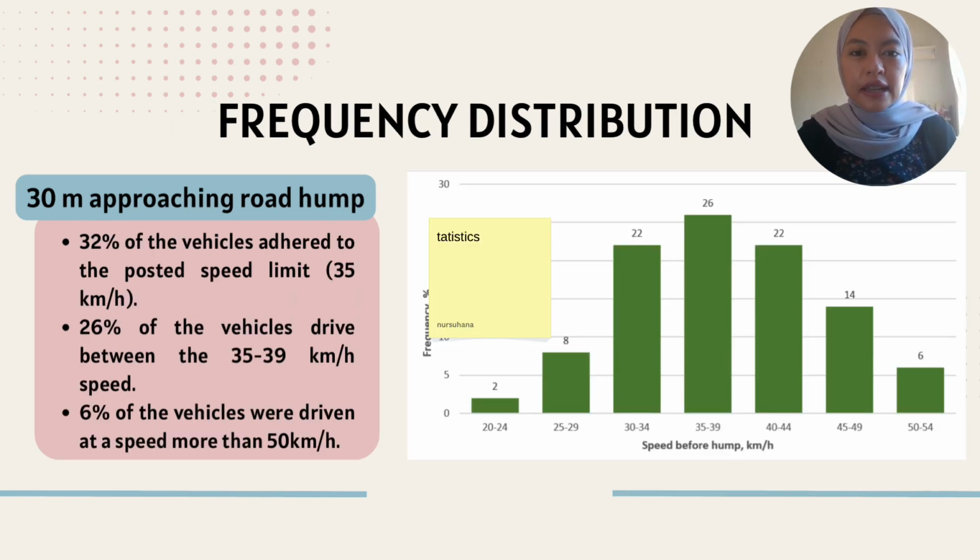As you can see in this slide, this is the frequency distribution for the vehicle speed at 30 meters approaching the road hump. It is found that 30% of the vehicles adhere to the posted speed limit within the campus area, which is 35 km per hour, and 26% of the vehicles drive between 35 to 39 km per hour, and 6% of the vehicles were driven at a speed of more than 50 km per hour.